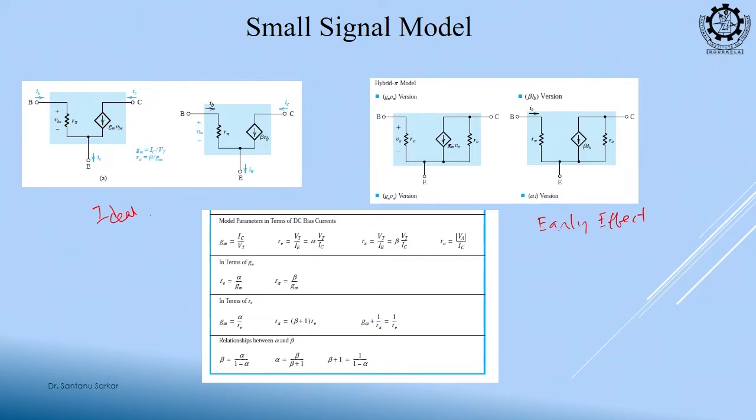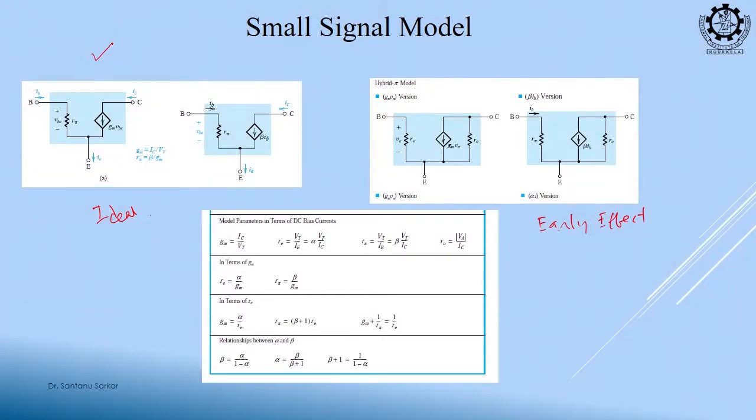Okay. What is the difference? Here we are considering that between C and E the resistance is infinite. So, we are not drawing that simple model, only R pi is there and the gm vbe current source is there. This is the transconductance model, this is the current source model, where IC is equal to beta IB.